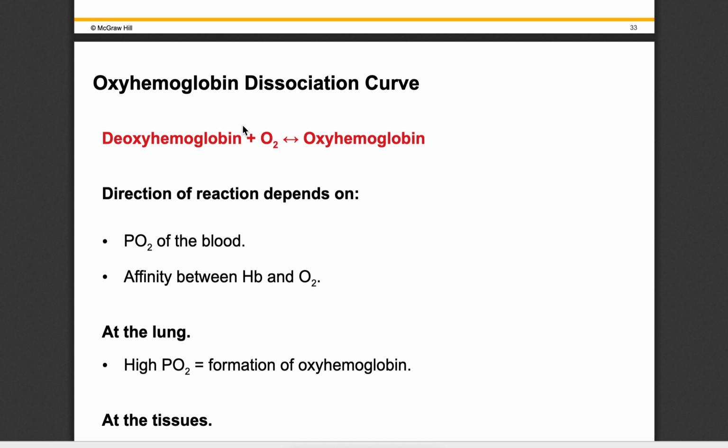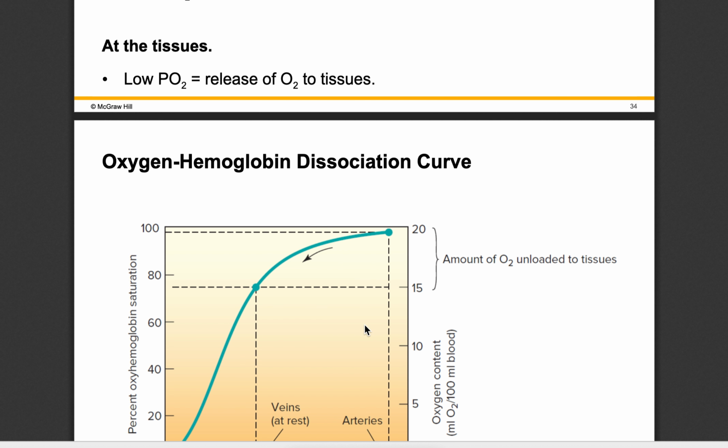And so basically what happens, deoxyhemoglobin plus O2 gives us oxyhemoglobin. The direction of this equation, you see how the arrow goes back and forth, really depends on where the blood's at. So at the lungs, we see this deoxyhemoglobin to oxyhemoglobin. At the tissues, because there's low levels of oxygen, we see the oxygen offload again through diffusion and become deoxyhemoglobin, which is kind of explained there.